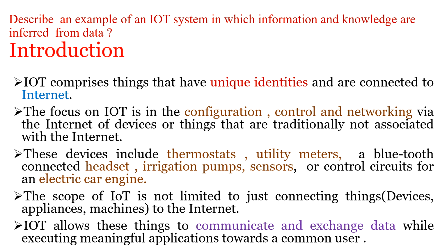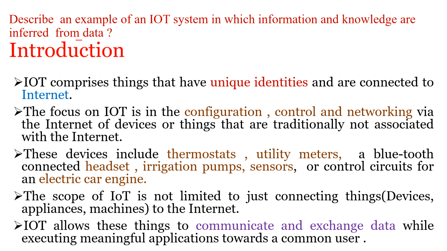So let's begin with the first module of Internet of Things. Under the first module, the first topic is Introduction to IoT. The expected university question is: describe an example of an IoT system in which the information and knowledge are inferred from data. Okay, so let's begin with the introduction.